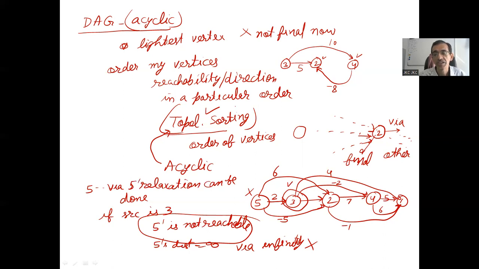Then I will come to 3. Via 3, all relaxation will be done. And then I will reach 2. Now, once I have reached 2, or if 2 was not, let's say this was, let's assume 4, and this was a 2, so that you don't get confused with earlier. So if I am able to reach 4, once I go beyond 4, nobody can relax the vertex 4, because no incoming edge to 4 will happen after this. So that is the logic.